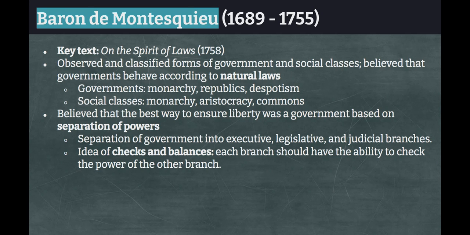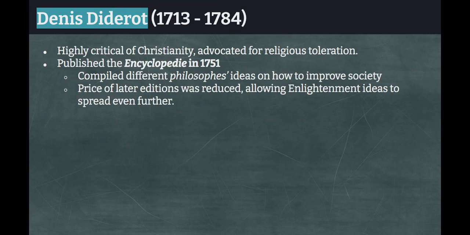Oh, gee, do we have that in the United States? Yes, we do. And he also believed in another idea that we have in the United States that we borrowed from him, which is the idea of checks and balances. He believed that each of those three branches of government should have the ability to check the power of the other branch. So the point is that government works within itself to limit its own power to ensure that no one part of government becomes too powerful and oppresses people and limits their freedoms. All right.